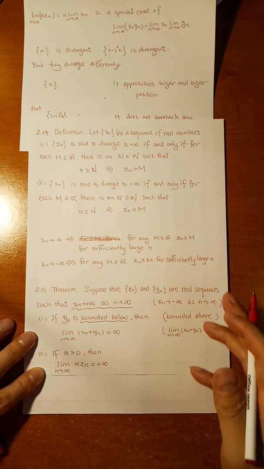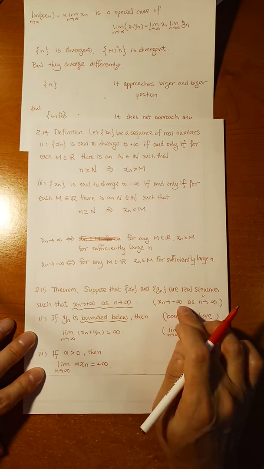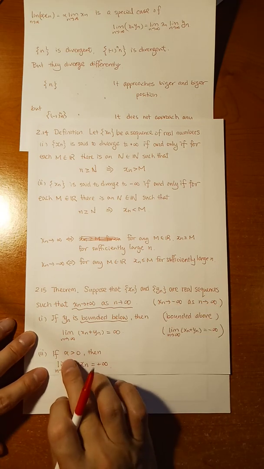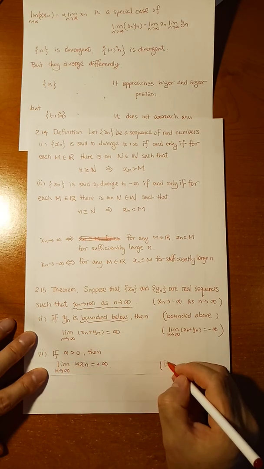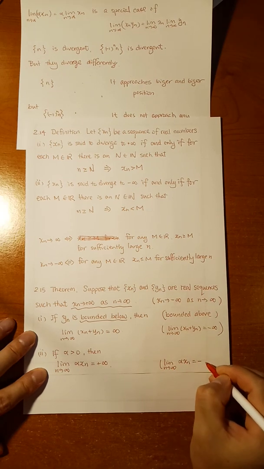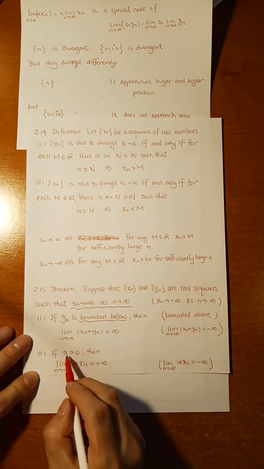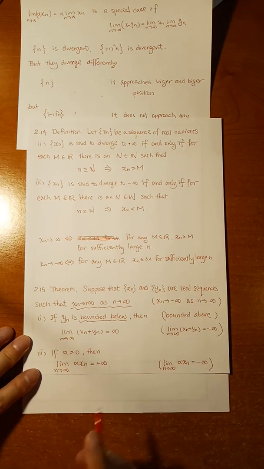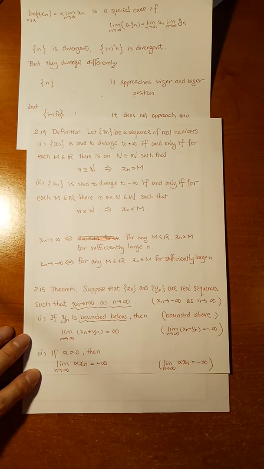If in this situation xn approaches negative infinity and alpha is positive, then the limit as n approaches infinity of alpha xn will diverge to negative infinity. So in whatever situation, alpha has to be positive. We only multiply this divergent sequence by a positive coefficient.